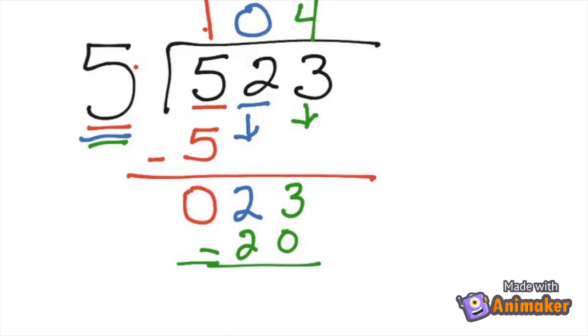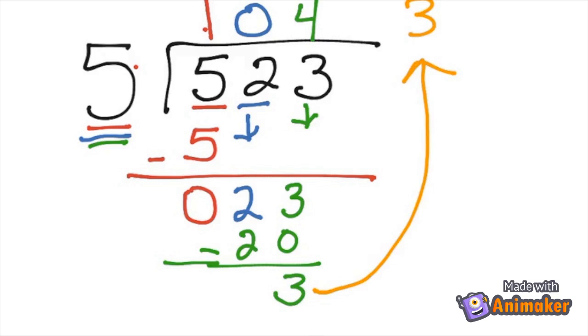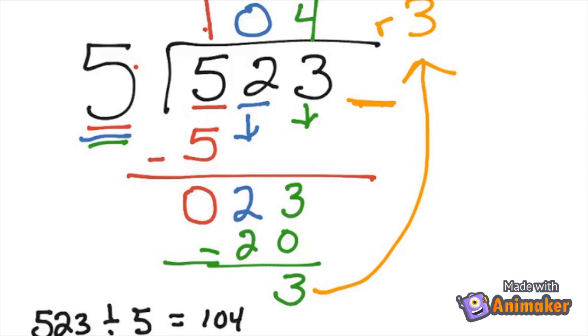Then I'm going to subtract 20 from 23, and I get 3. Then I'm going to take my 3 and I'm going to bring it up here with a little r because I'm done. I have no more numbers here, and 5 does not go into 3. So my answer is 523 divided by 5 is equal to 104 with a remainder of 3. Now, not all answers have a remainder. You just have to figure that out.